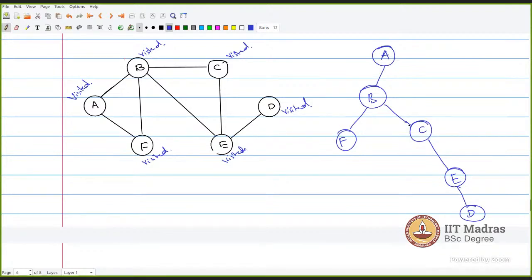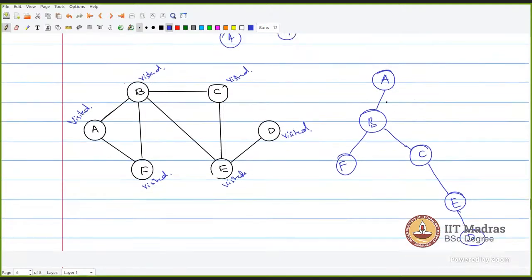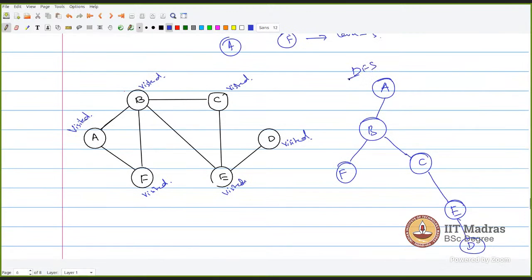Even now there are no unvisited vertices adjacent to C. I will come back to B. I will go back to A. Then I will stop. If every vertex is visited, then I will stop. So this is the DFS with the root vertex A.